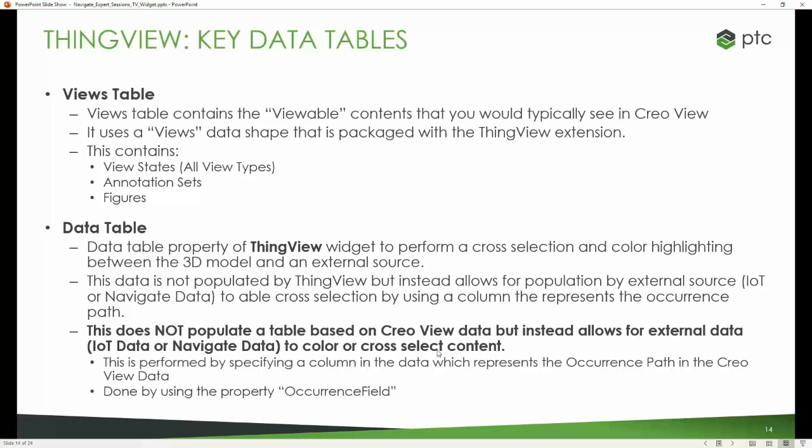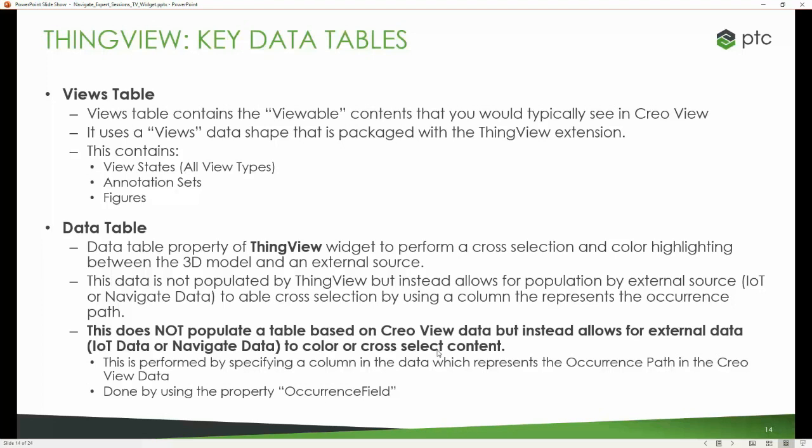And this views data shape and table will allow you to activate any of the viewable content. This means it will allow you to activate view states, annotation sets, figures, explode states, simplified representations, amongst many other items. Selecting any of these rows will activate this view inside of the mashup. You can use this if you would like to externally control what is displayed for the user. Let's say for the case of illustrations and figures, you would like to control exactly what figure the user is seeing rather than let them navigate through all of them. You can use this views table in order to activate those.